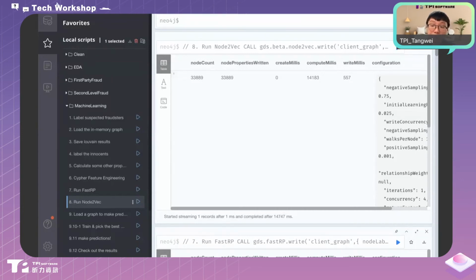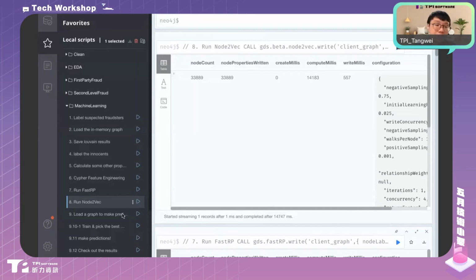Also, we will use node embedding algorithms in our dataset. We will use the FastRP algorithm, and we use the node2vec algorithm in our feature engineering part. Okay, so when we have all these components, we can put these results into our machine learning models.